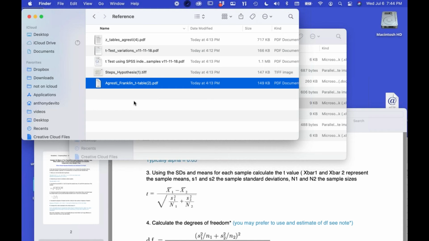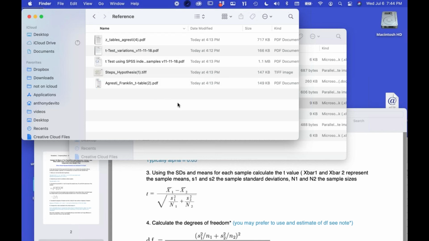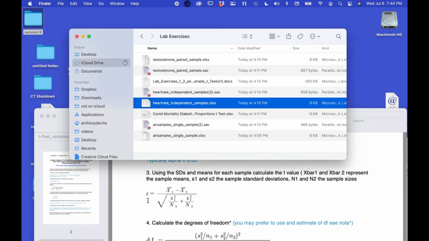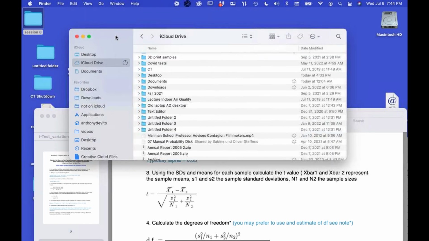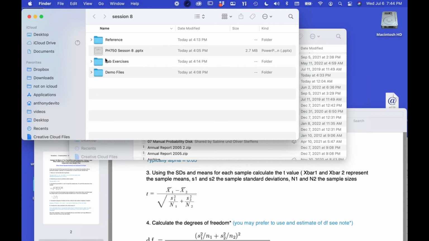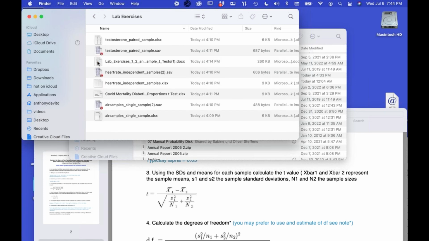Okay, so if you go into the lab portion of this, there are lab exercises. So we're going to start with this one, the single sample air samples test. I'm going to open up Excel and take a quick look at it. And what's happened here is, I don't know if you've ever noticed, but if you're walking around the city, every once in a while you'll see this weird device that's mounted in a cage. It's got a little saucer thing on it. It's an air sampling device.